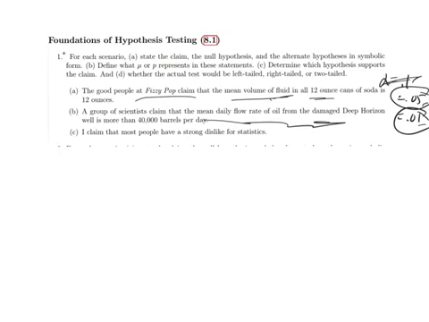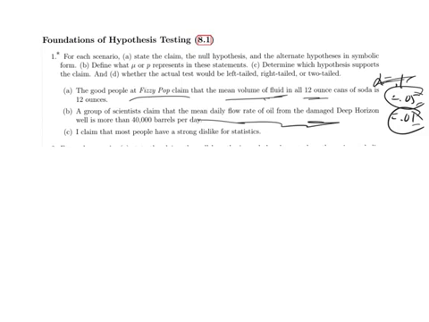And Dr. Stevens is trying to be funny with this one. I claim that most people have a strong dislike of statistics. Well, most people is 50%, right? Or more than 50%. So we'll say H0 by proportion, because we don't have any kind of average thing. So we'll say, no, that's not the case.